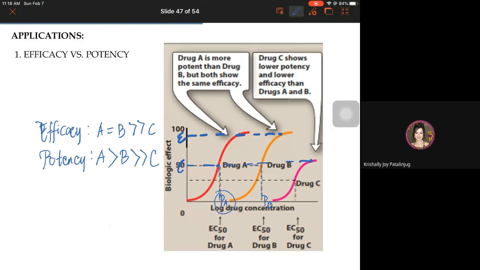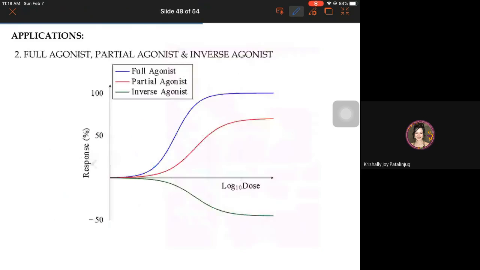Now, the dose response curve, if you are asked to determine the efficacy or the potency of a drug. With this idea, we can realize that a drug that is potent does not mean it is already efficacious, or vice versa. A drug that is efficacious does not mean that it is already a potent drug.